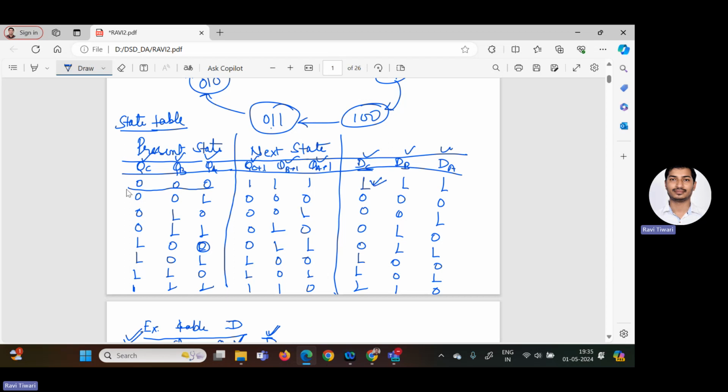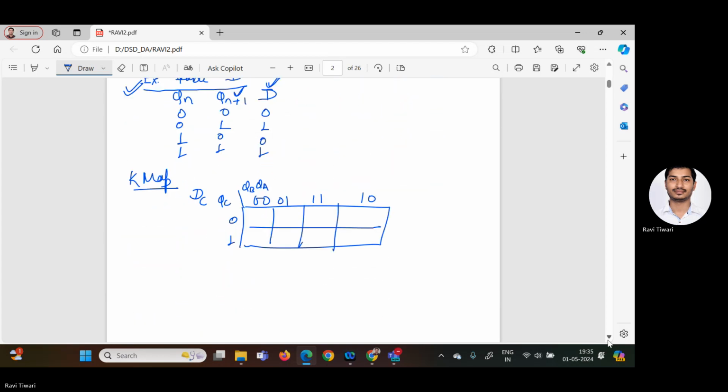DC is 1 here, that means it's 0 0 0. Next is 1 here for 1 0 1. Next one is here for 1 1 0 and then 7. So 0, 5, 6, 7. So this is 0, this is 5, this is 6, this is 7. Now we have this data with us.